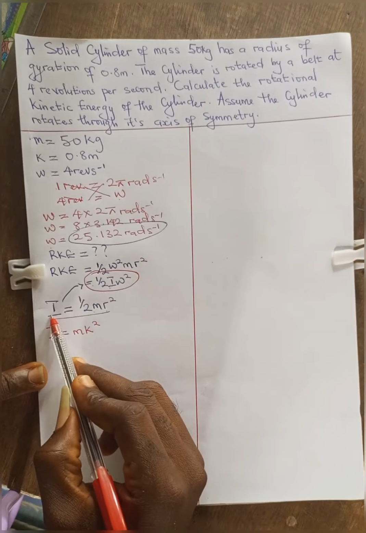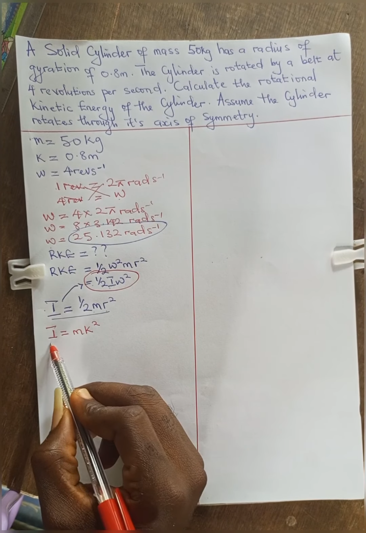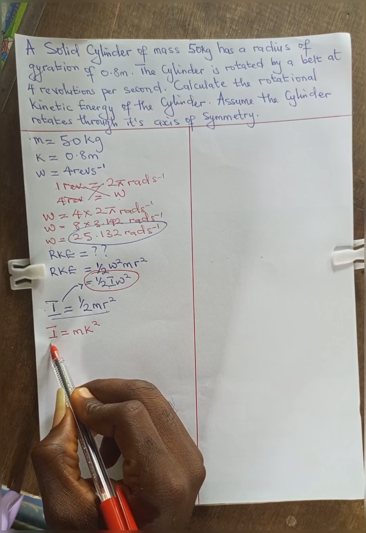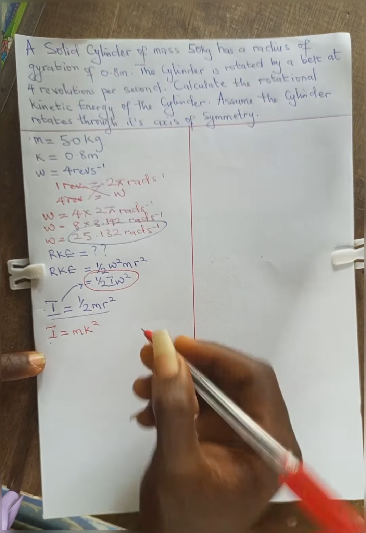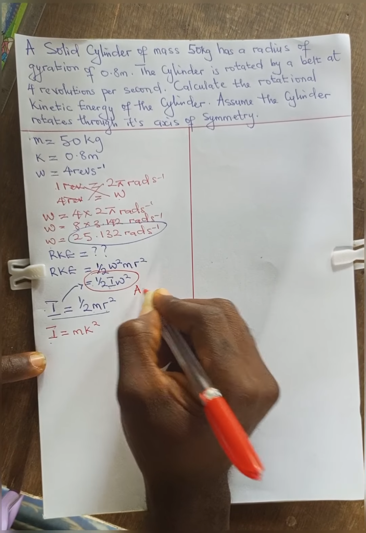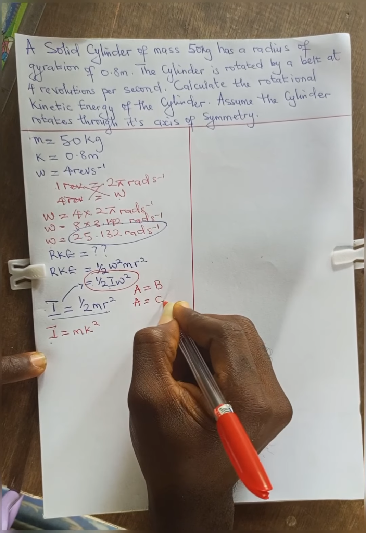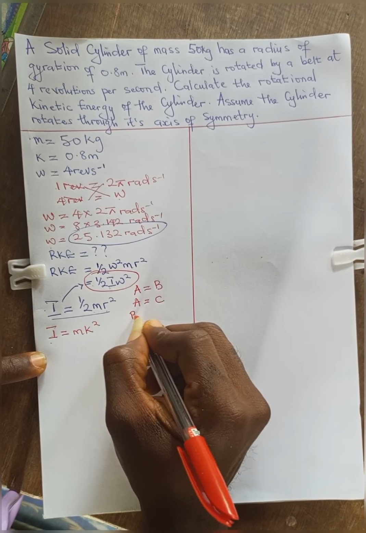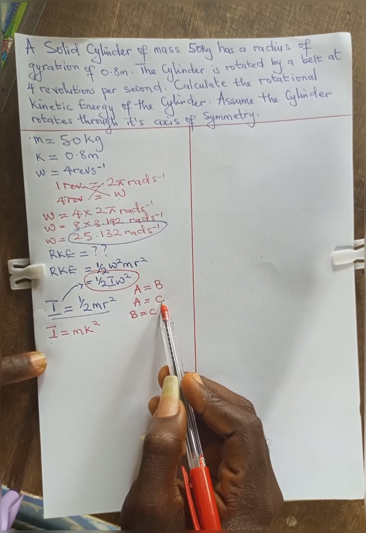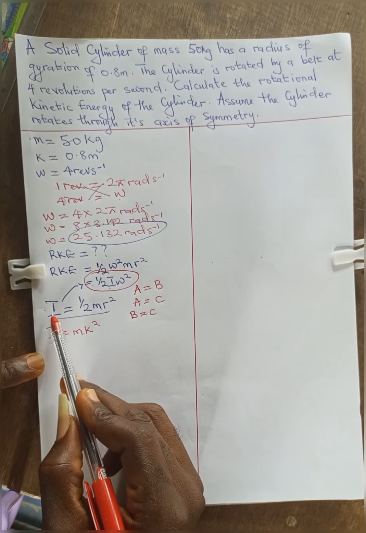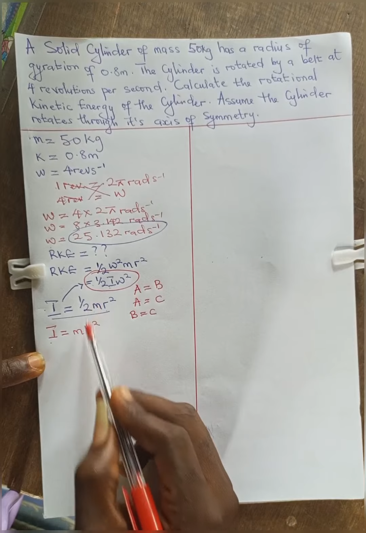Now this one na the normal formula for moment of inertia of this particular object, while this one na the radius of gyration formula, and the two of them carry I, e mean say you fit equate these two. This na mathematical rule. If A dey equal to B, and A also dey equal to C, then you fit talk say B dey equal to C. So the same thing here, this equal this, which means this should also be equal to this. So we go equate these two.